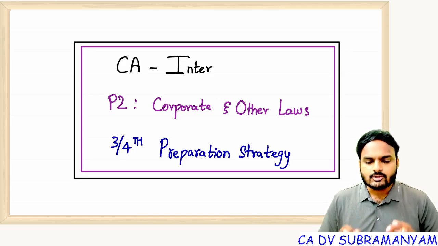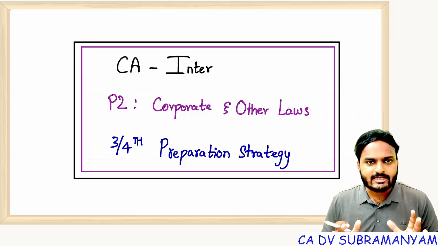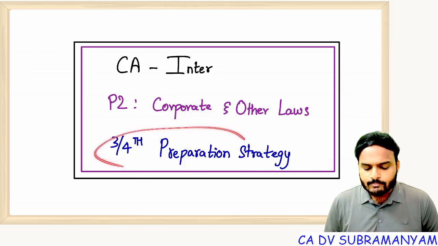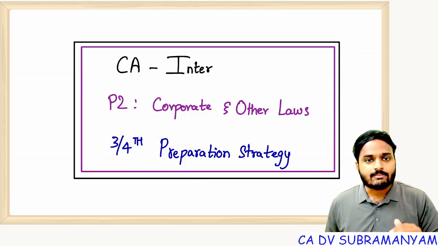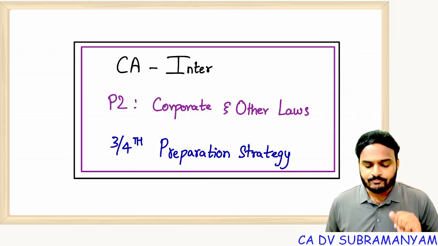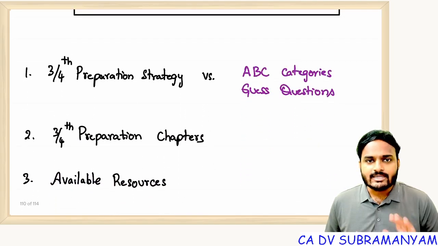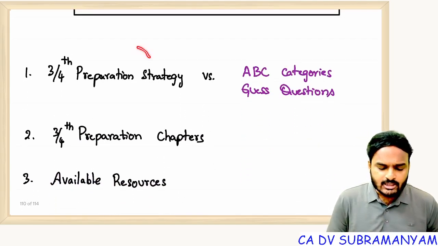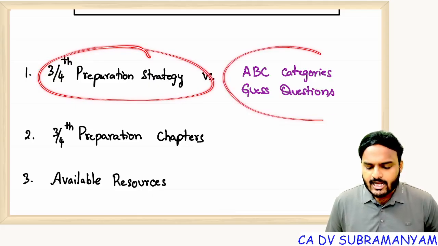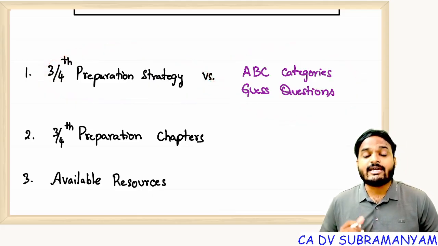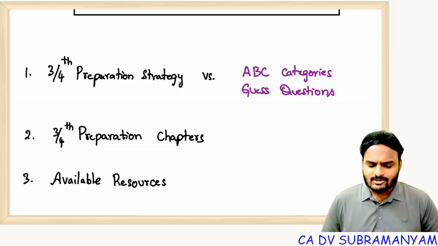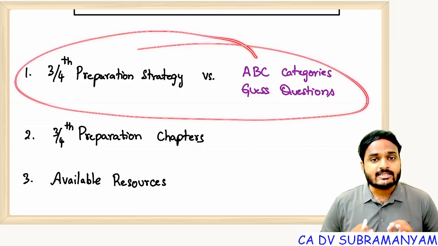Getting my point? Since the time factor is a constraint, I'm giving you the 3/4 preparation strategy and the list of chapters covered under it. Now, the majority of students have a doubt: Sir, what is the difference between the 3/4 preparation strategy and ABC categories preparation or guess questions preparation? See, all these are strategies for cracking the examination.